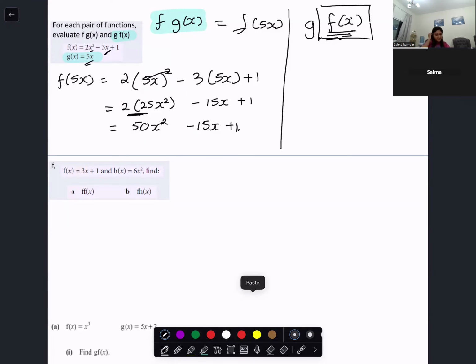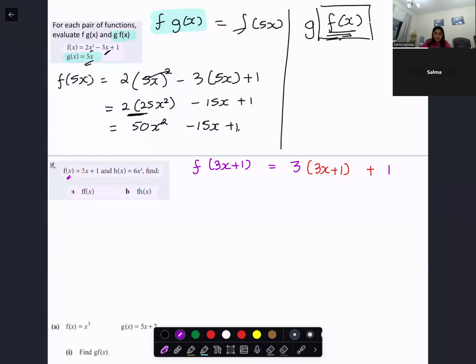Now you have to find f of f(x). That means in place of x, you're going to put the value of f(x). So this will be f of 3x plus 1. Instead of x, you're going to put the value of f(x). So what is the value of f(x)? 3x plus 1. And then your normal one plus 1. Okay, try solving it.